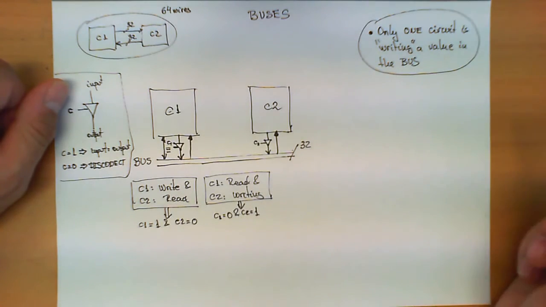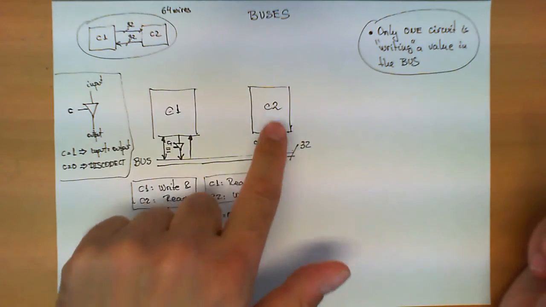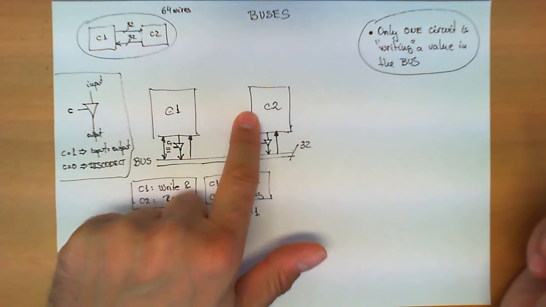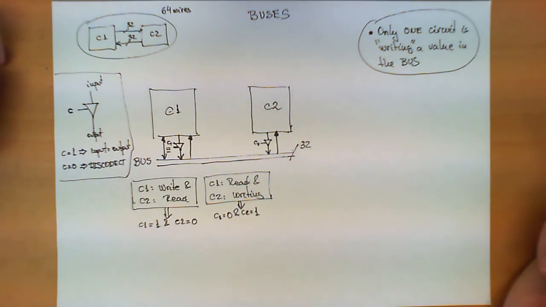Another way of looking at it: in order to exchange two values between C1 and C2, this circuit has to follow two steps, whereas in this configuration the two values could be exchanged at the same time. So this is the simple example of a bus that is connecting two devices.